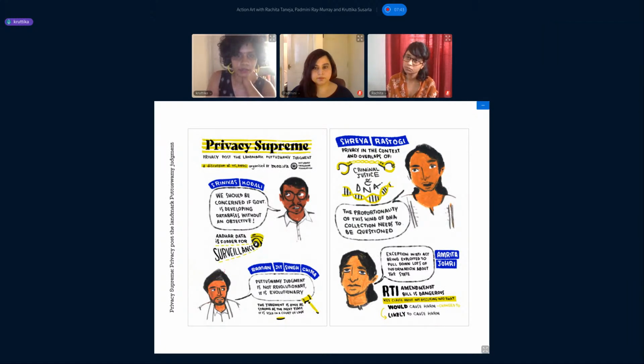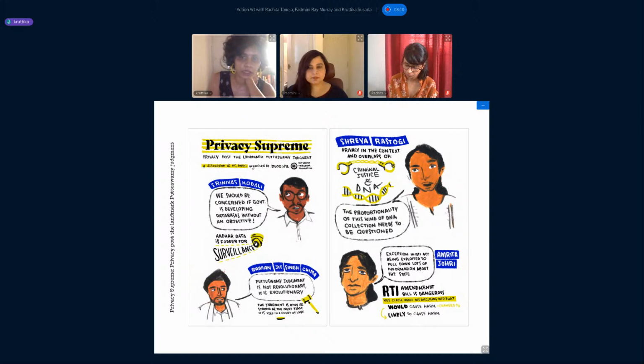This one's actually from an event that IFF organized last year on the anniversary of the Puttaswamy judgment, which basically recognizes privacy as a fundamental right. I like attending these events and seminars because I find them useful. They help me see connections between various issues I address through my work. The right to privacy is, of course, an argument that was used in the ruling on Aadhaar.